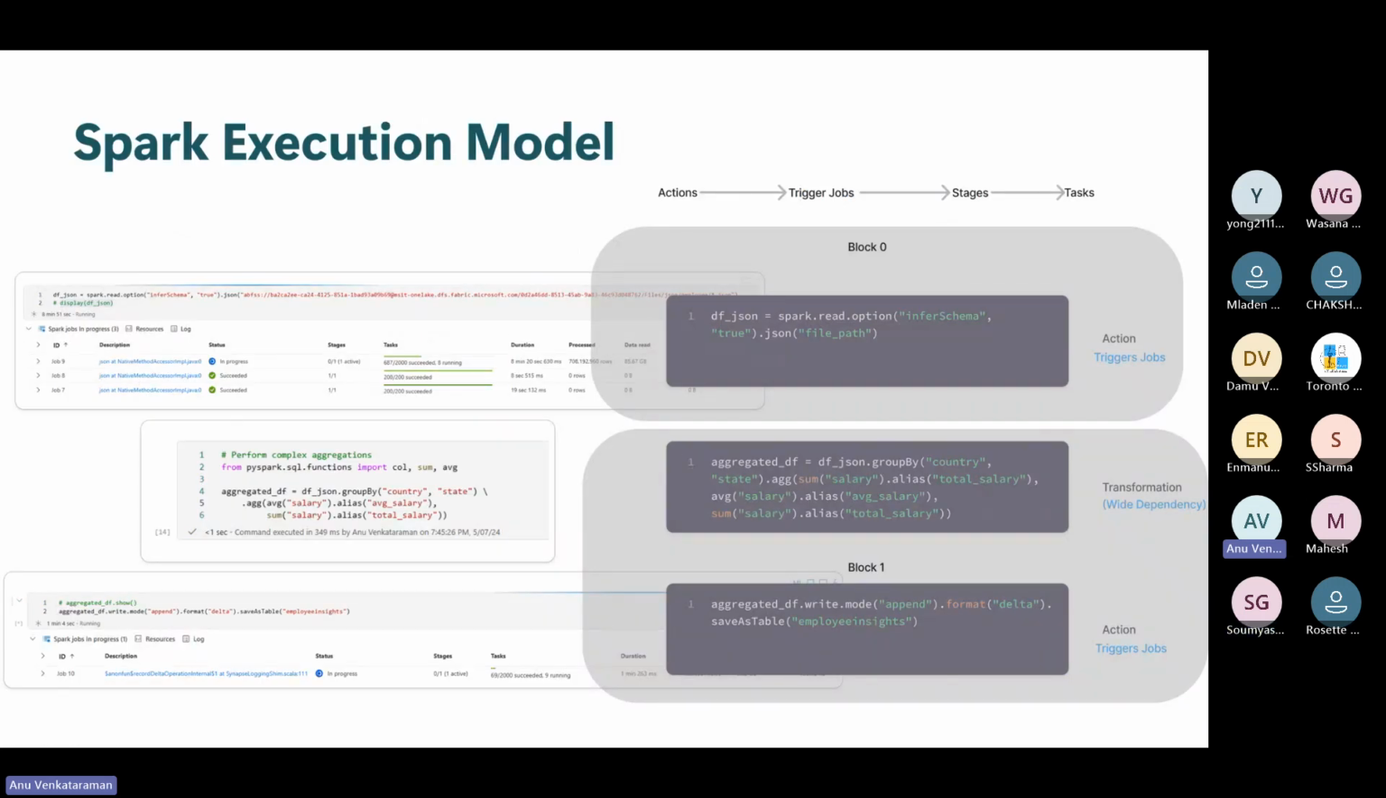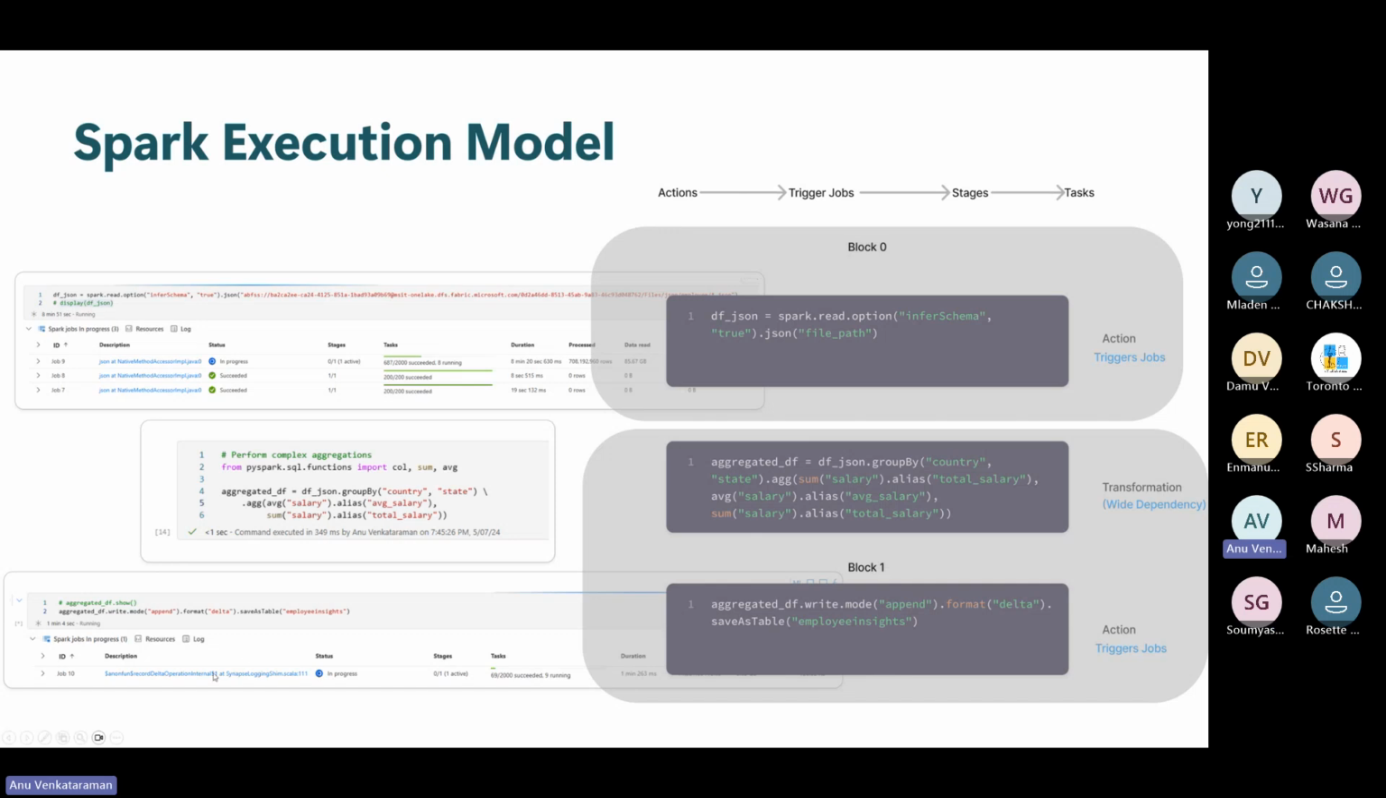So we saw a bit about the driver and how the driver generates the logical plan. Once the logical plan is generated, a physical plan is generated. So what is the physical plan? That's what we call the Spark execution model. Here I have written simple code where I'm reading a list of JSON files, doing some aggregation, and in the third step, writing it as a Delta table. A typical Spark job has a read, then an intermediate process, and then a write. That's exactly what I'm doing in this code.